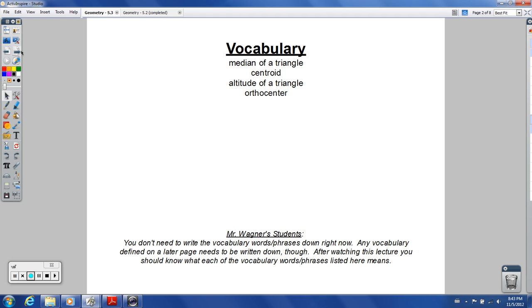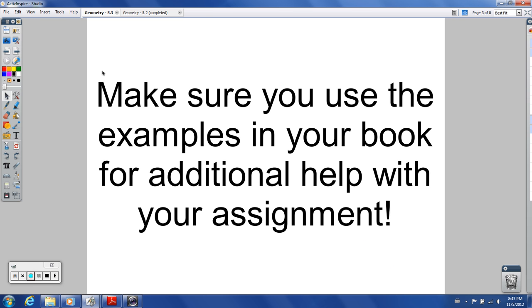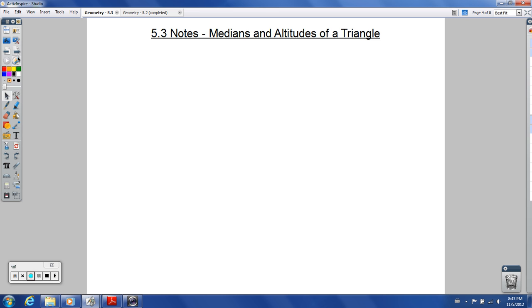The lesson can be found on these pages. You've got a few new vocabulary terms here that you'll need to know by the end of this lesson, and make sure you're using those extra examples in the book. There are some examples we'll do together here, and lots more in the book you can see.